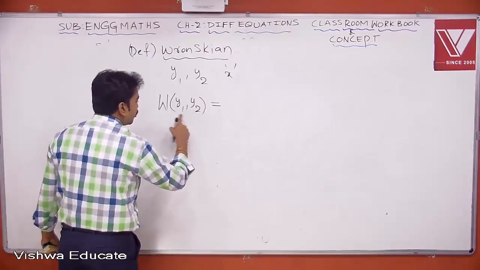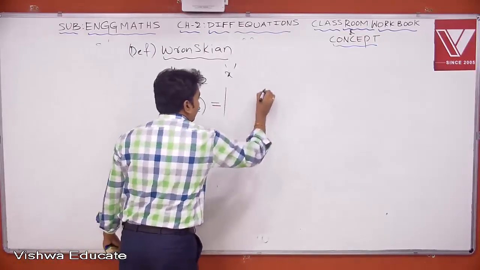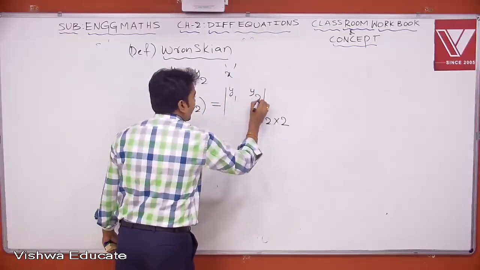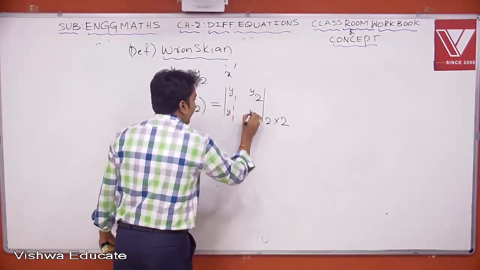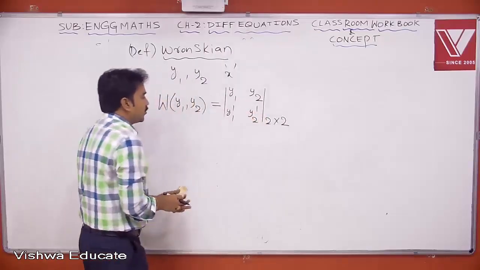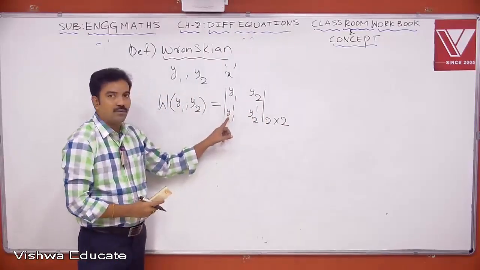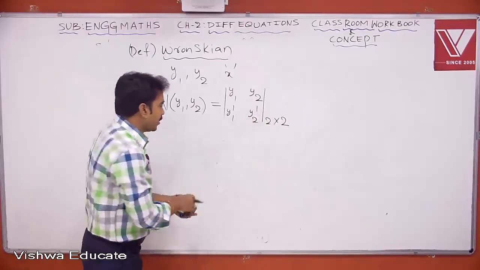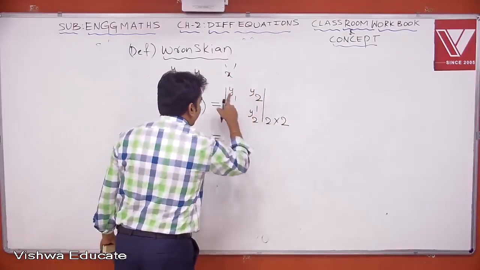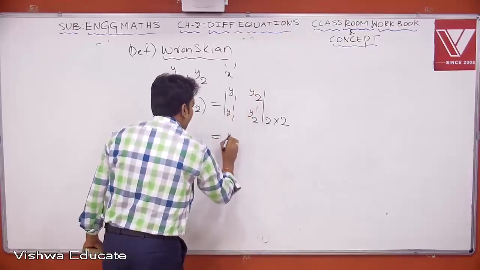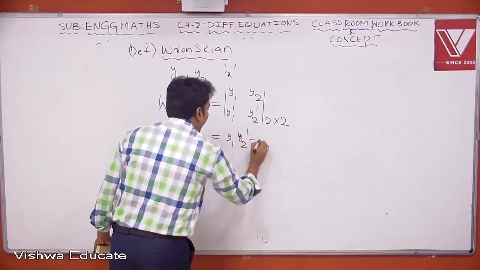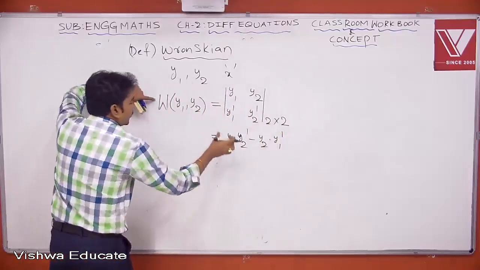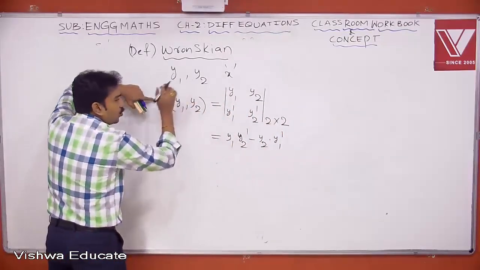Since we are working with two functions, this expression is nothing but a 2 by 2 matrix determinant. The first row is y1 y2, second row is y1 dash y2 dash. Here y1 dash is a first order derivative of y1. Therefore this is nothing but y1 into y2 dash minus y2 into y1 dash. So this expression gives Wronskian of two functions.